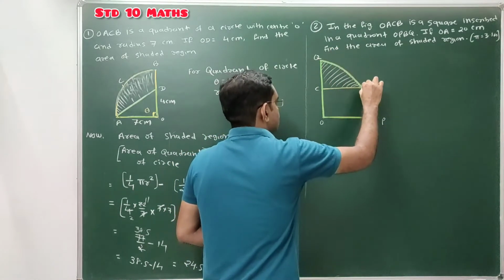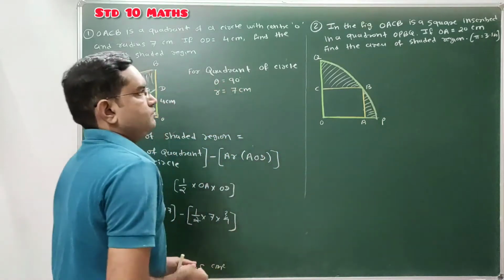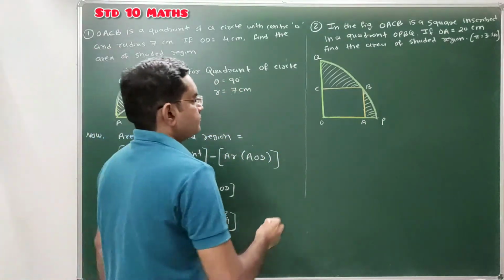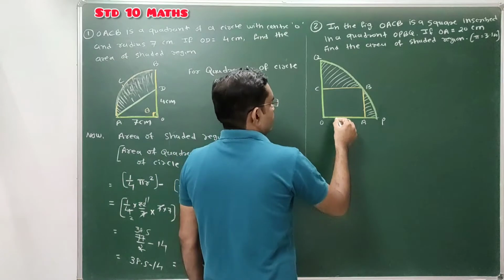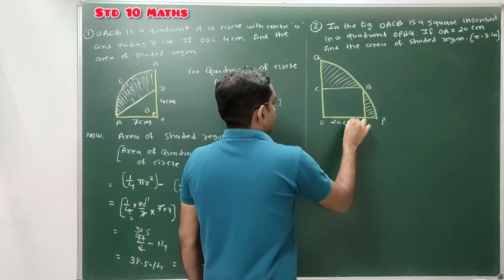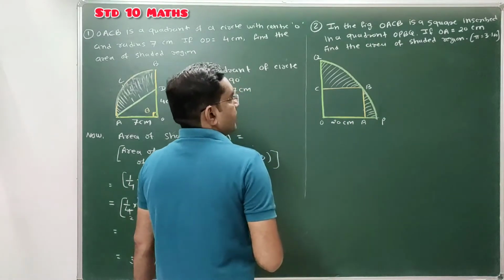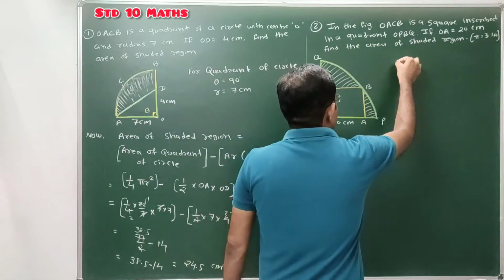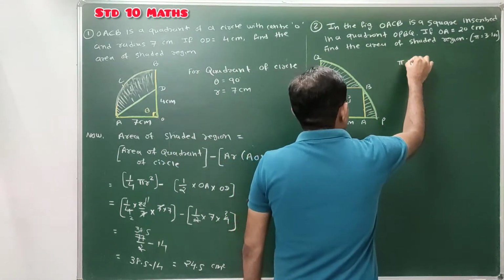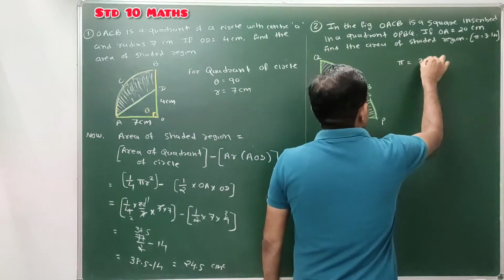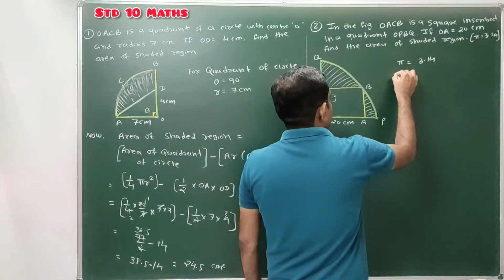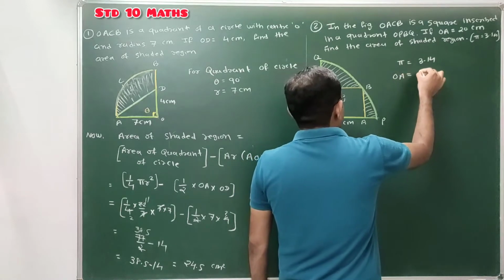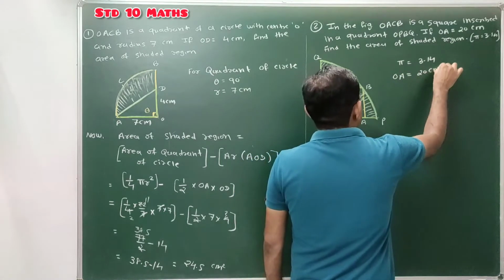So here OA, that is the side of the square, length of the side of the square is 20 centimeter. Find the area of the shaded region. You have to find the area of shaded region. Here we have to take pi equal to 3.14. Length of the one side of the square is 20 centimeter.